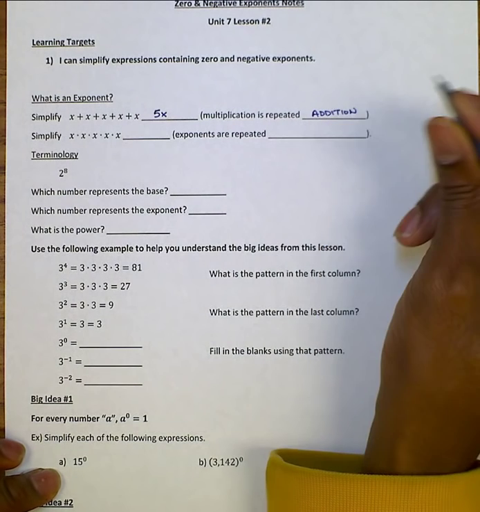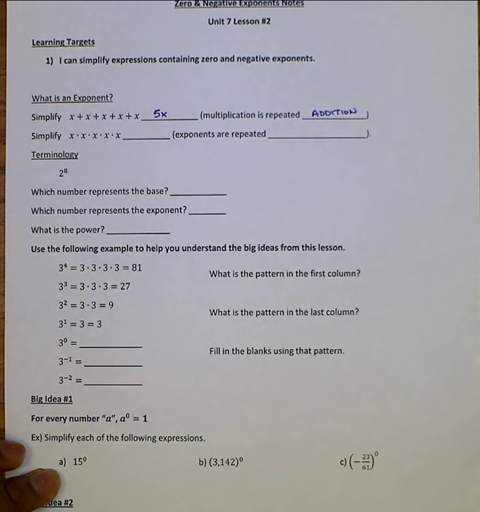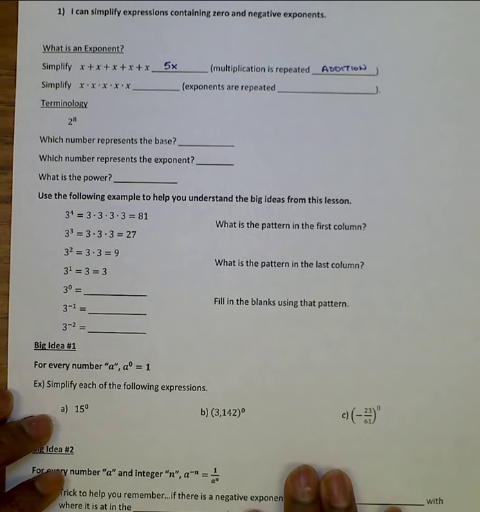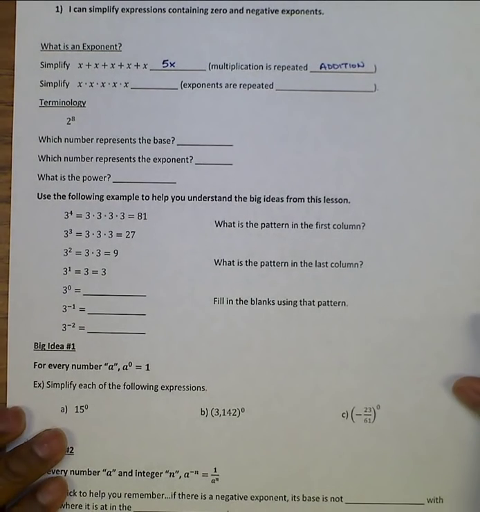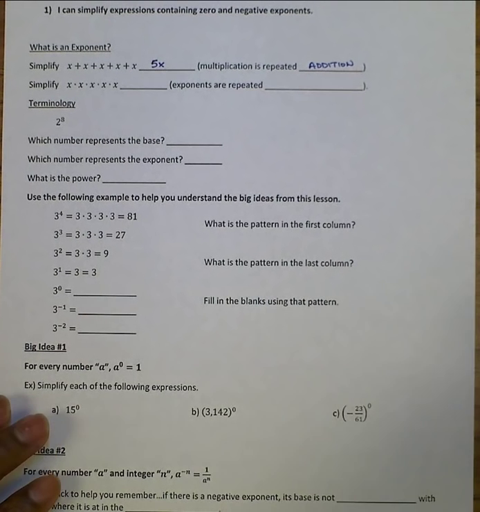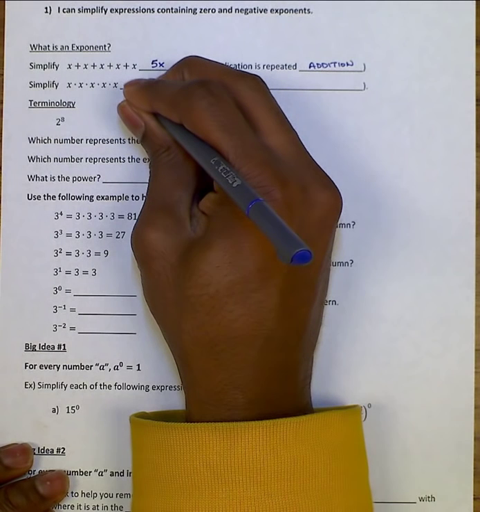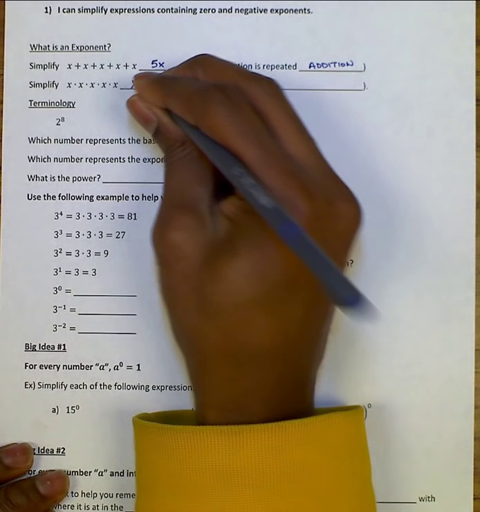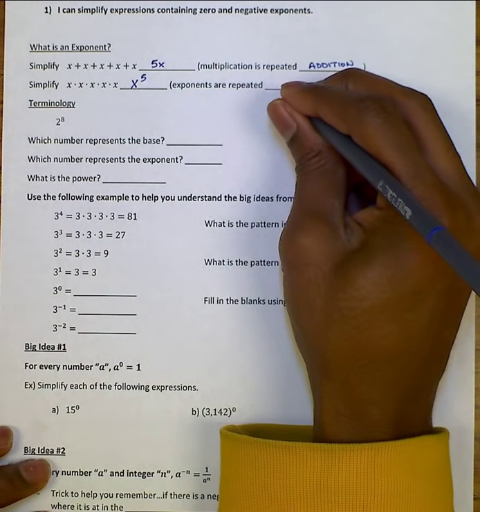Okay? Let's simplify the second expression: x times x times x times x times x. This is x to the fifth power. Exponents are repeated multiplication.